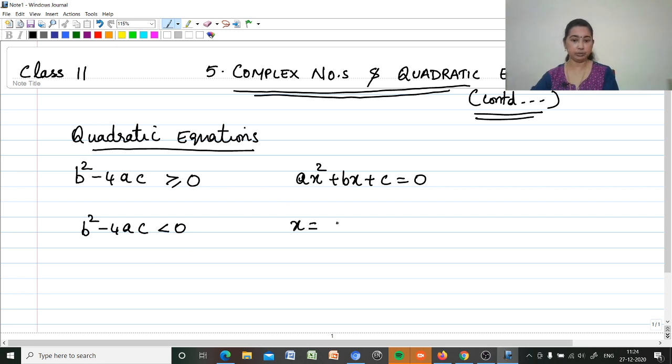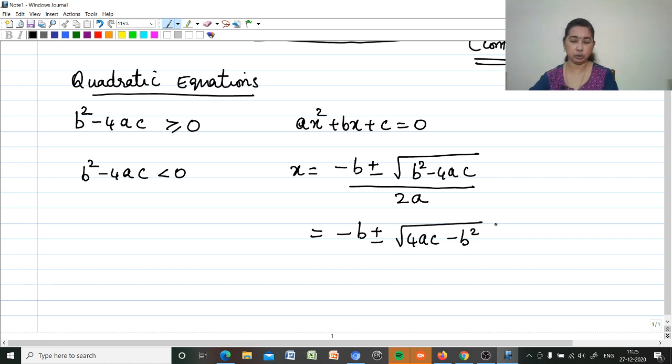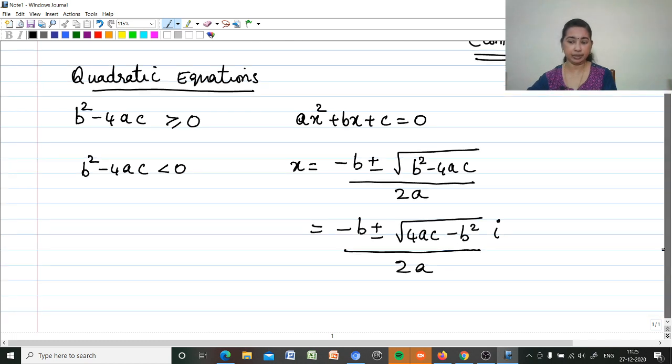We know that x equals minus b plus or minus root of b square minus 4ac, divided by 2a. If it is less than 0, that means b square will be a smaller value, then only it will be negative. B square minus 4ac less than 0 means b square is small and 4ac is greater. In such a case, we can write this as minus b plus or minus root of 4ac minus b square, into i, that shows it is imaginary, by 2a. If we write it in this form, we get the solution in the set of complex numbers. So we will discuss some examples.